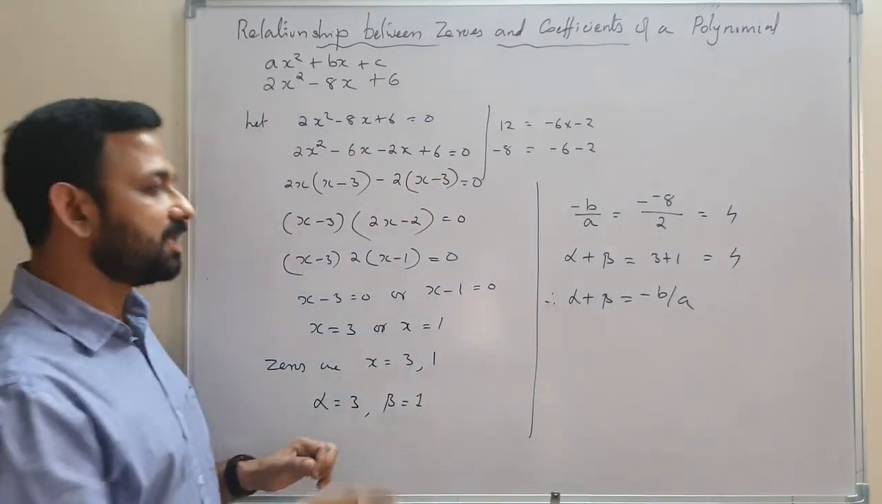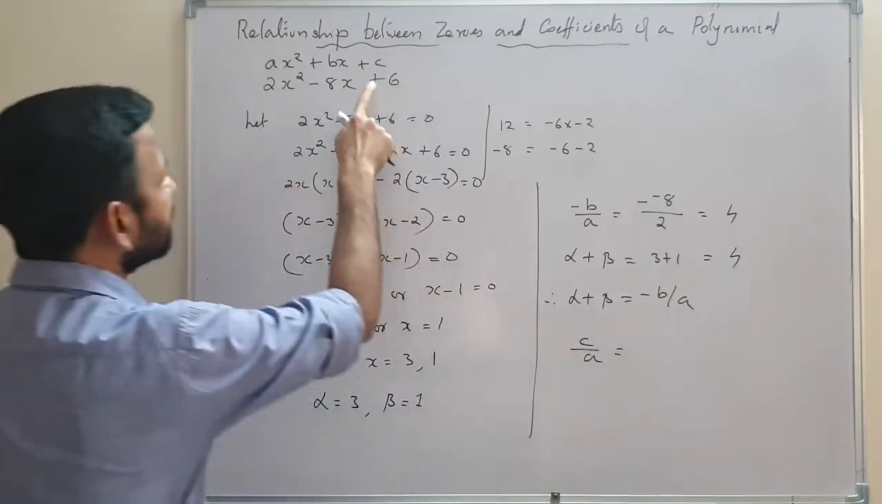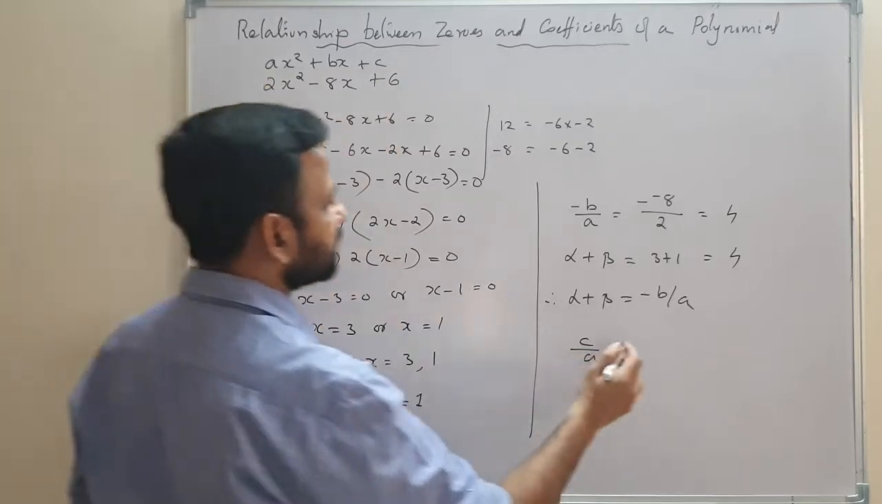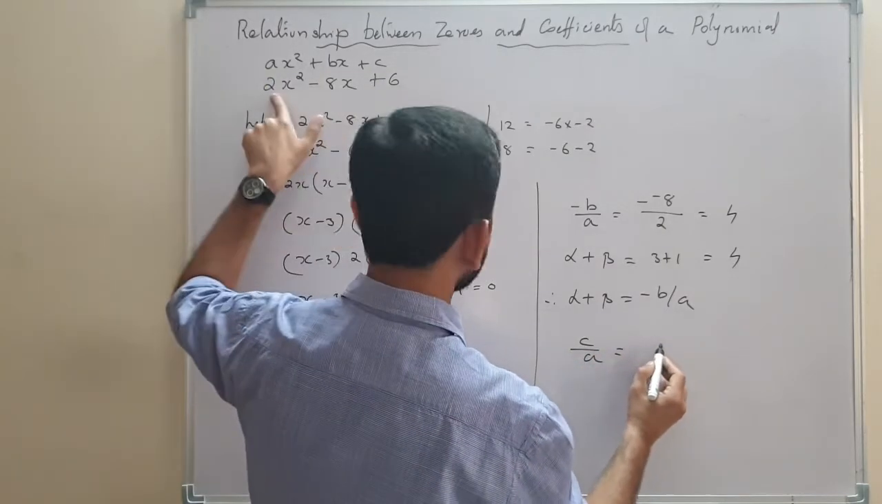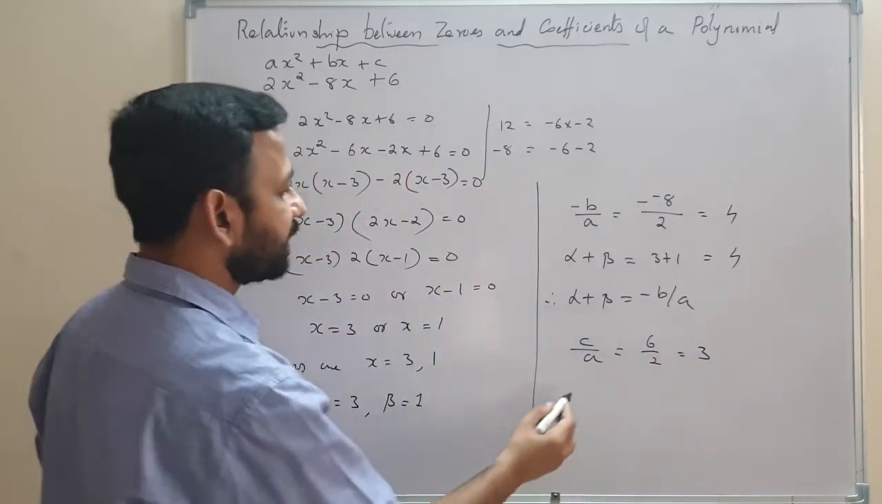Then c by a we can find, c upon a. Here c is 6 and a is 2. So c upon a is equal to 6 upon 2, that is equal to 3. Then alpha into beta.